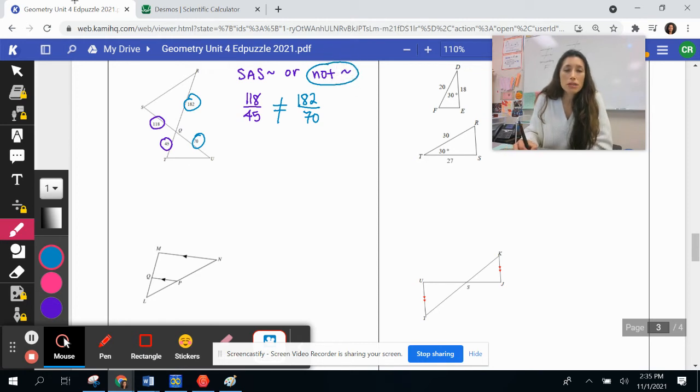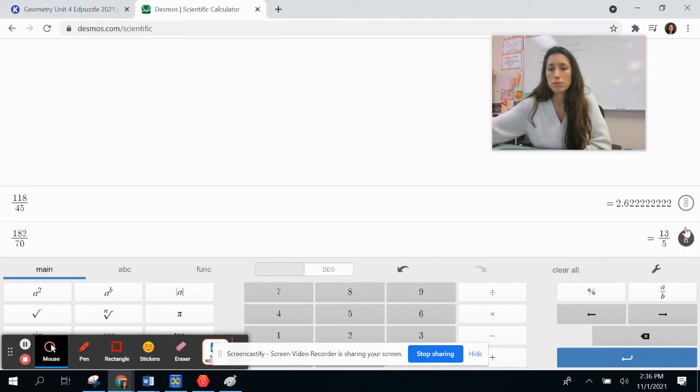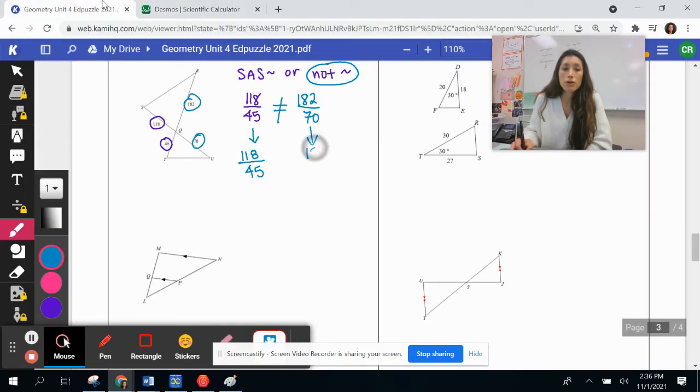And you should put something here like, this simplifies to 118 over 45. This simplified, what did it simplify to? 2.6, which in fraction form was 13 over 5. You can also put the decimal values for those as well.